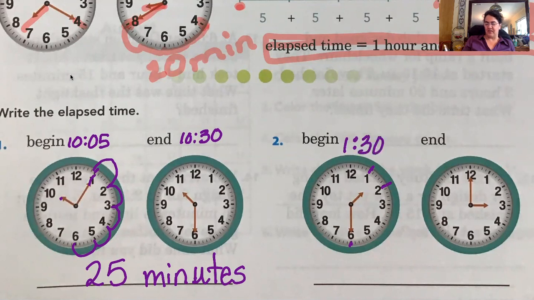Good job, second graders. And we're going to end at our hour hand pointing at the 3. So it's 3. And our minute hand is pointing straight up. So what is going to be our minute? 3 o'clock. Good job. Now we have to find the elapsed time, second graders. Who wants to help me?